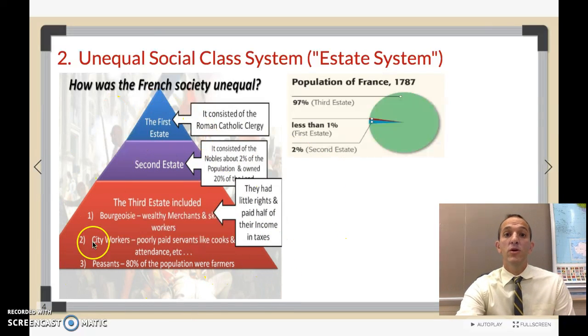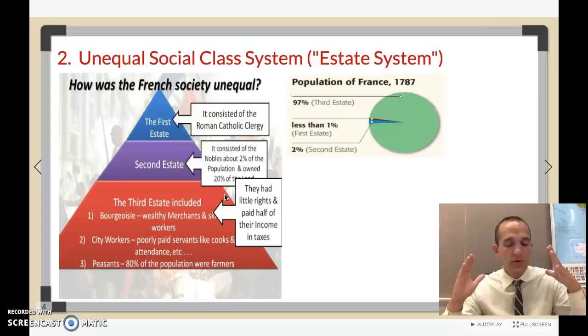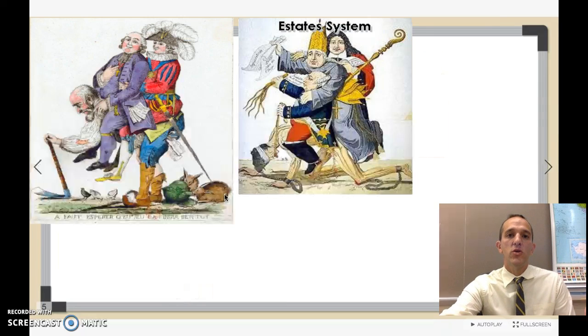And this has been going on in France for hundreds of years. And up to this point, no one has questioned it. But coming back to the Enlightenment, because of the Enlightenment, people are going to start saying, wait a second. Why are we the poor peasant farmers, or why are we these city workers, or why are we these wealthy bourgeoisie people paying 50% of our taxes when these nobles who own 20% of the land are paying nothing in taxes? That is just totally ridiculously unfair. So people are going to start questioning that.